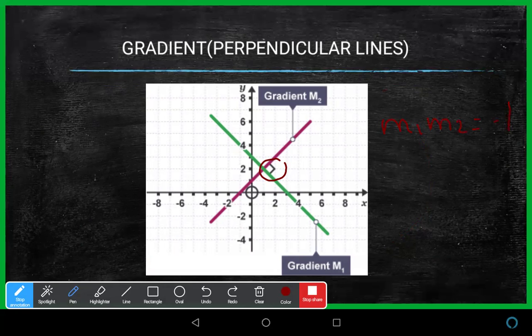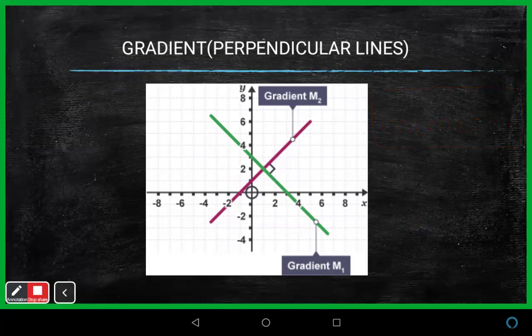Note this down. When two lines are perpendicular to each other, or we can say two lines intersecting each other making an angle of 90 degrees, the slope will be m1 multiplied by m2 is equal to minus 1. Okay, I hope everything is clear till now. If you have any query, you can ask me in the comment.